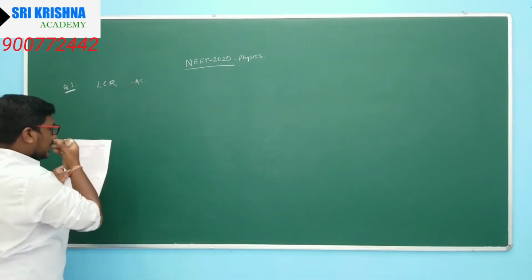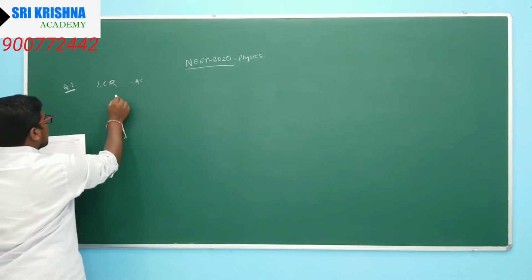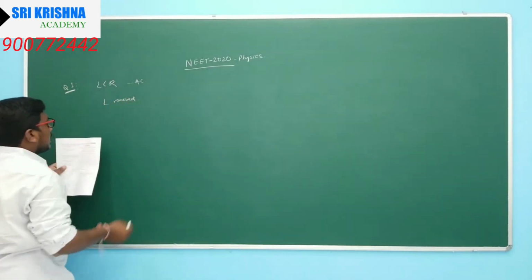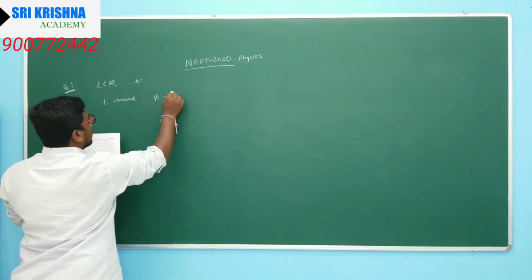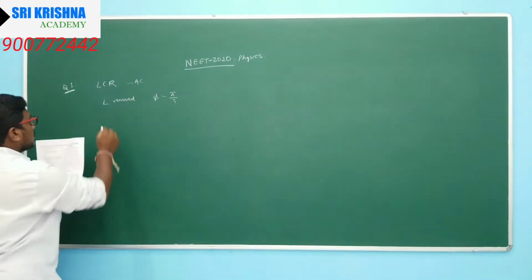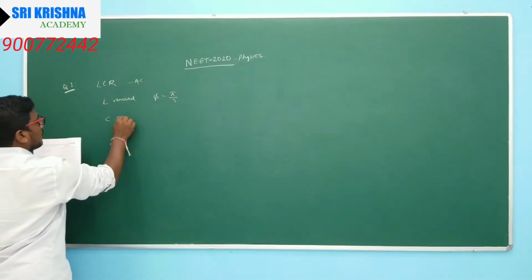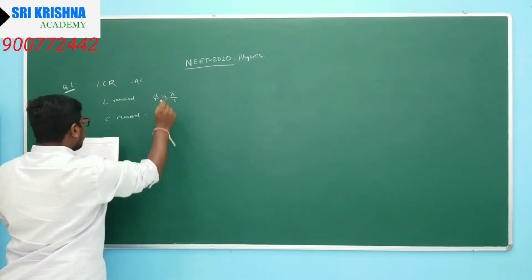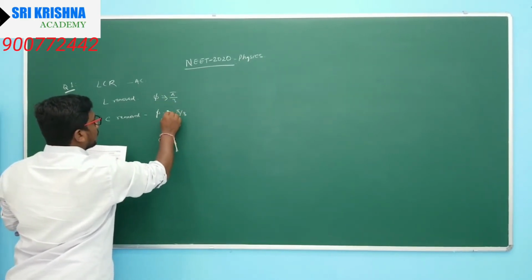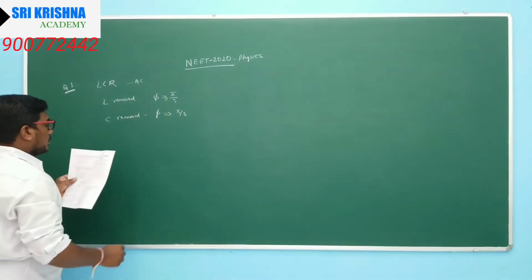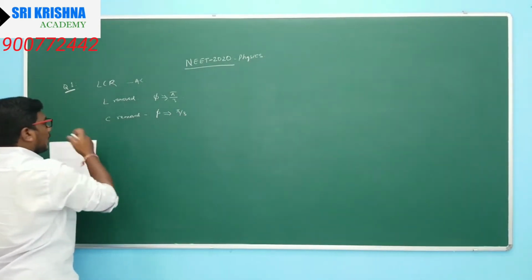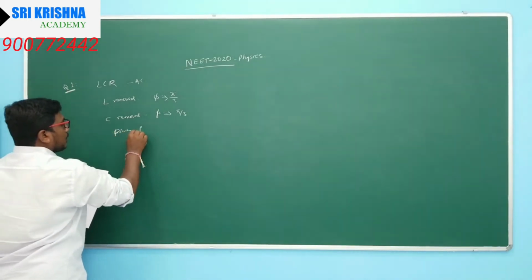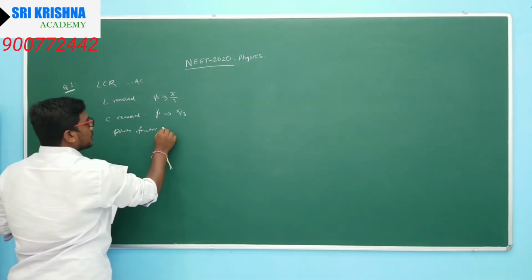So the question is, when L is removed from the circuit, the LCR circuit, the phase difference is pi by 3. If instead of L, C is removed, the phase difference is again pi by 3, between the current and voltage. Then what is the power factor?